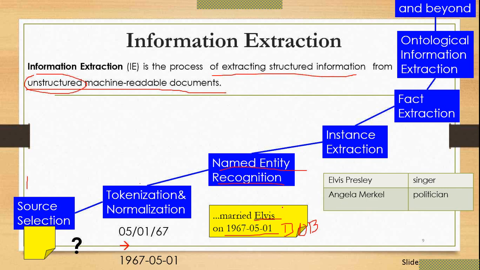Okay, and from that entity you have to find out the instance of the expression. So if it's Selvi, Angle Maker, these are singers, he is a politician. So we are finding out the occupation of this person. Then fact extraction, finding more information about the existence. Then ontological information extraction and beyond. So you can do anything with that information.